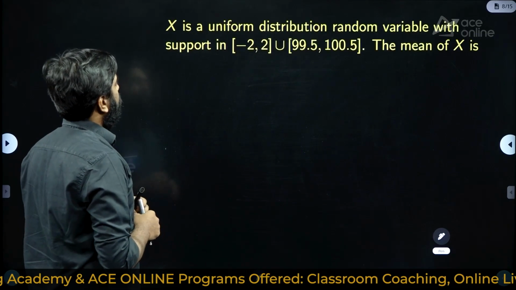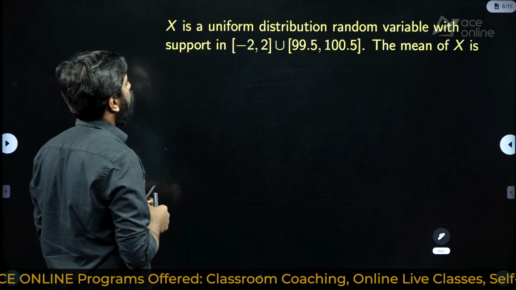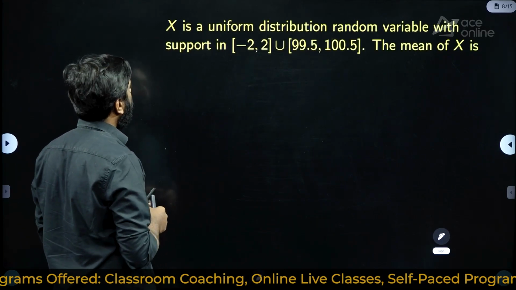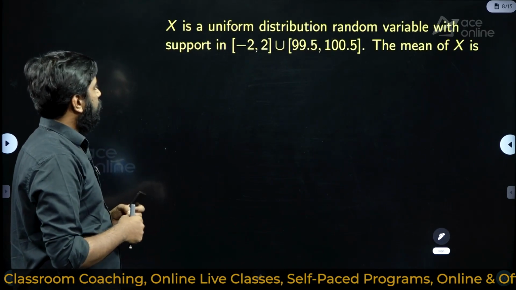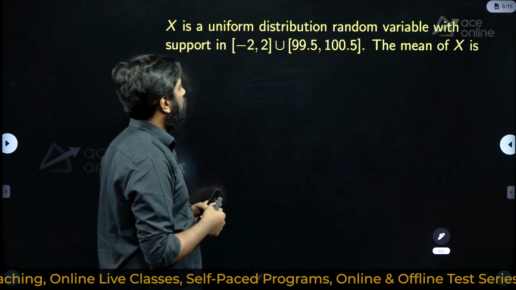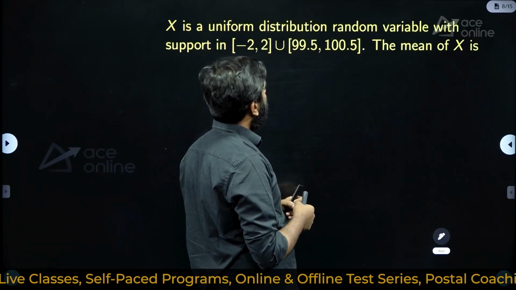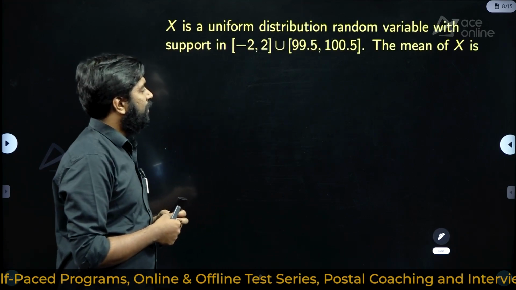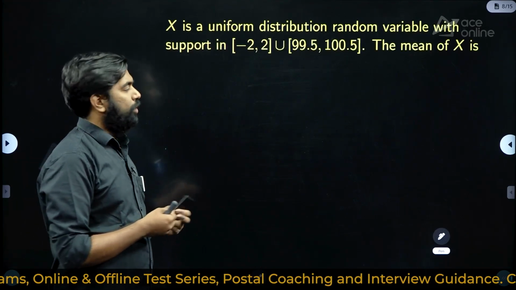So let's look at this question. X is a uniform distribution random variable with support in -2 to 2 union 99.5 comma 100.5. The mean of X is. This is a very simple question.